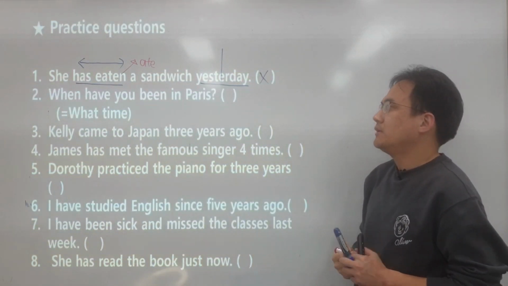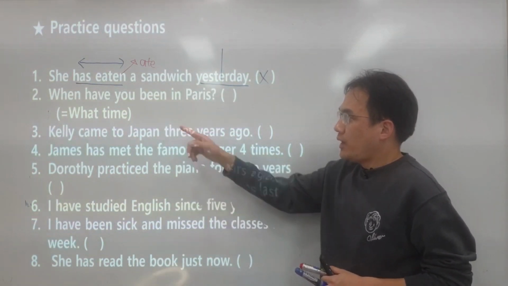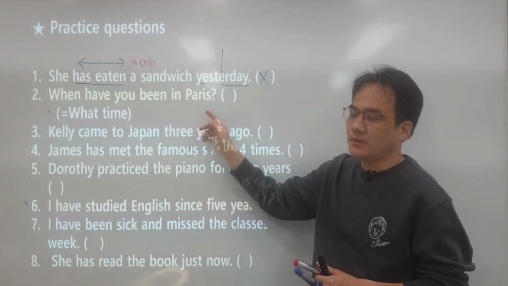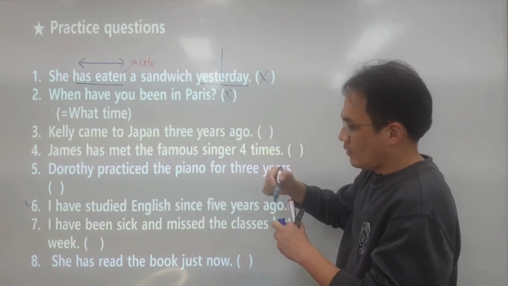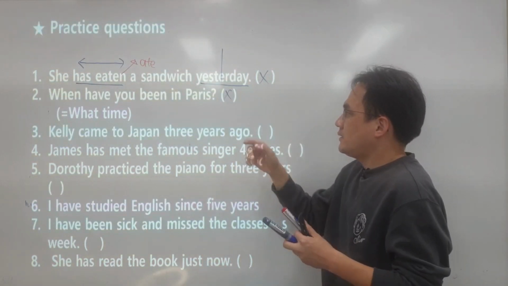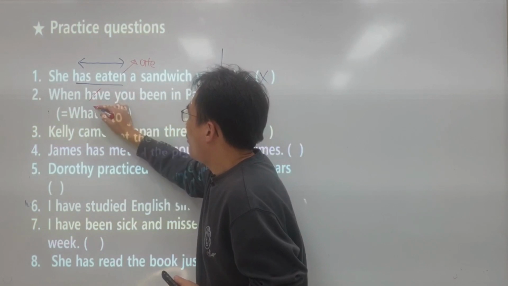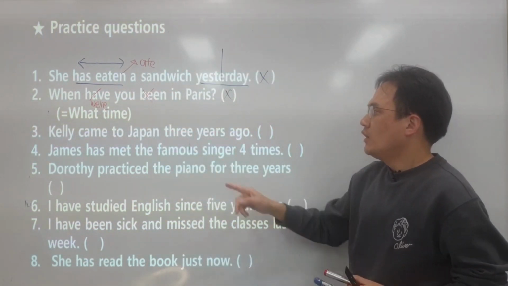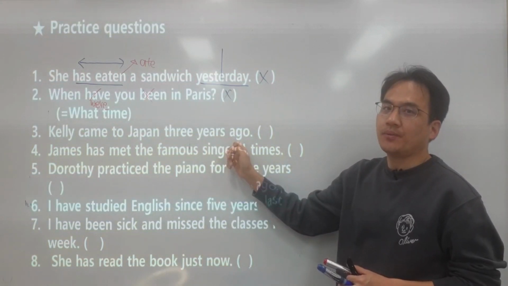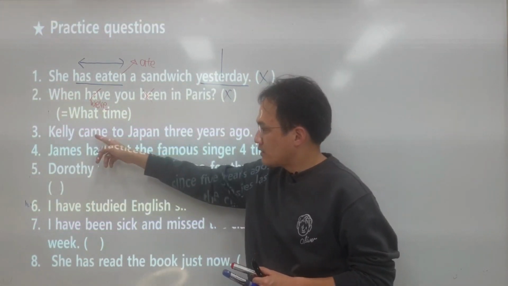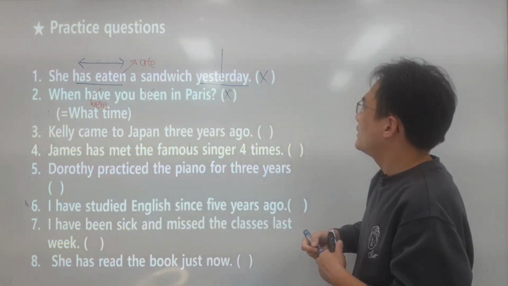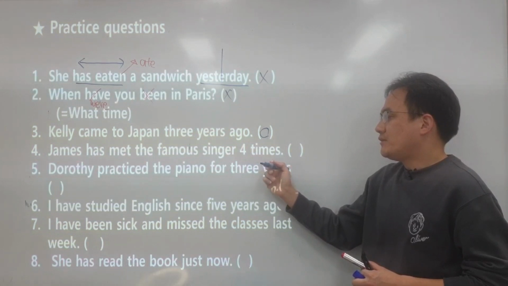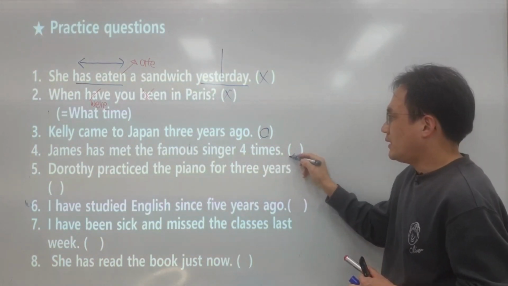It's correct. When have you been Paris? When also indicates one point, while have been indicates a period of time. So it's incorrect. So how do we correct the sentence? When were you in Paris? 3 years ago indicates just one point in the past, while came is just simple past tense, so it's correct. And it also indicates some experience until now, so it's correct.